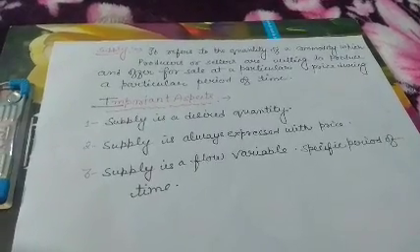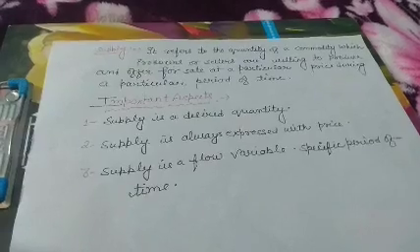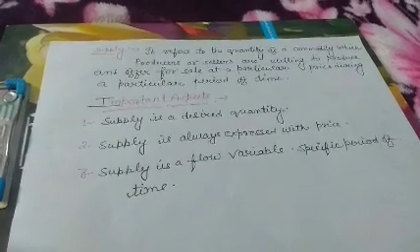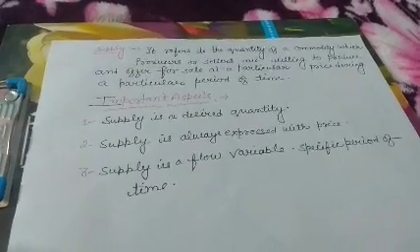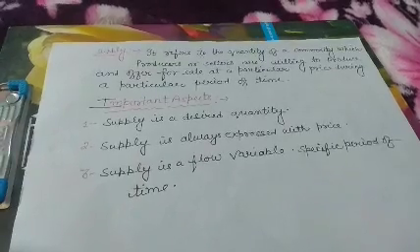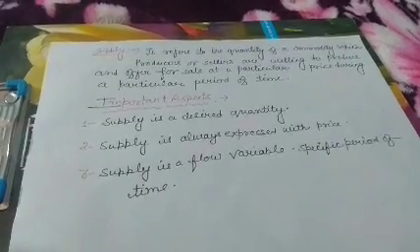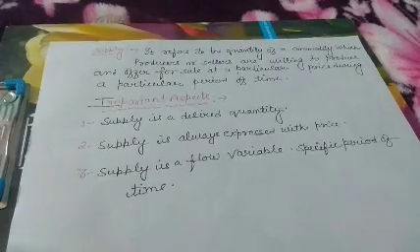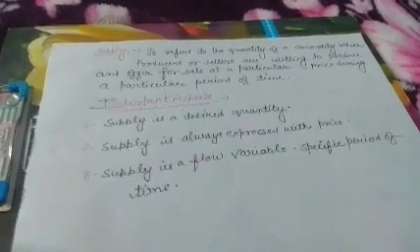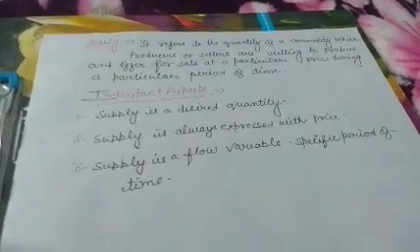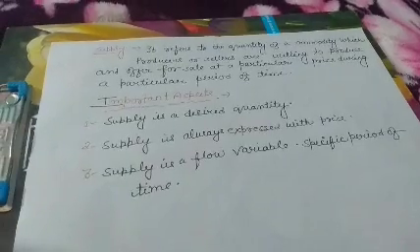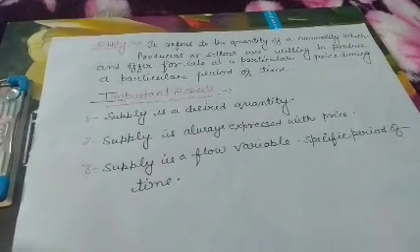Then the second aspect is that supply is always expressed with price. Just as demand for a commodity is always expressed at a price, similarly supply of a commodity is always expressed at a price. With a change in the price of a commodity, its supply will also change. Because we have to think according to the seller, if price rises, supply will also rise. If price falls, supply will also fall.